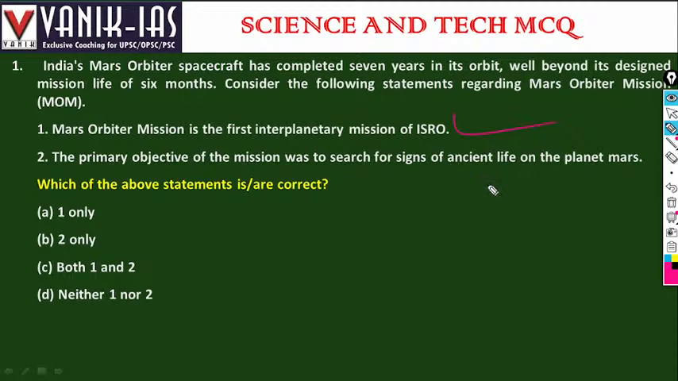The primary objective is that it is just a demonstration venture. That means that we can send an interplanetary mission to another orbit, right? So it is not related to ancient life. We don't have any evidence of life, so how can there be ancient life? So the only right option is one only.